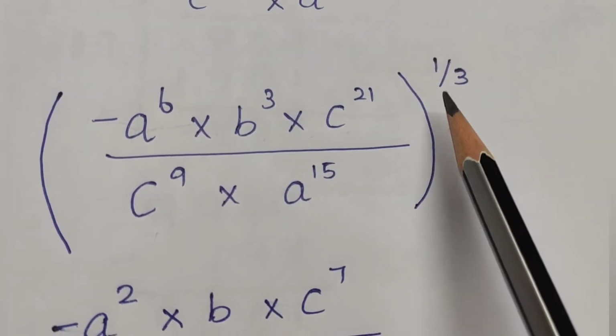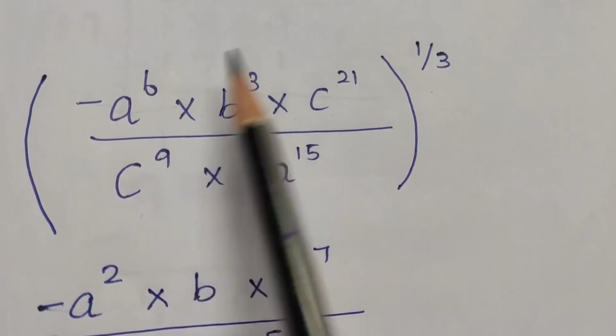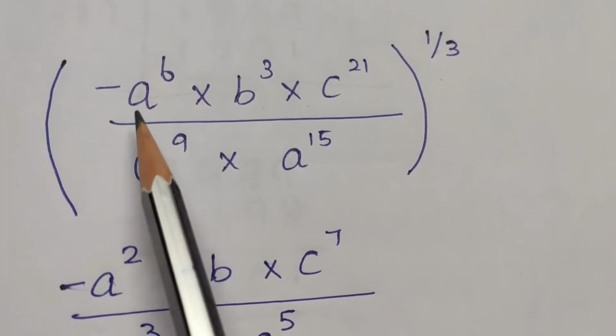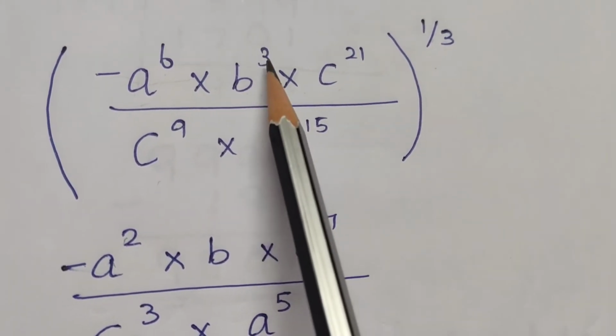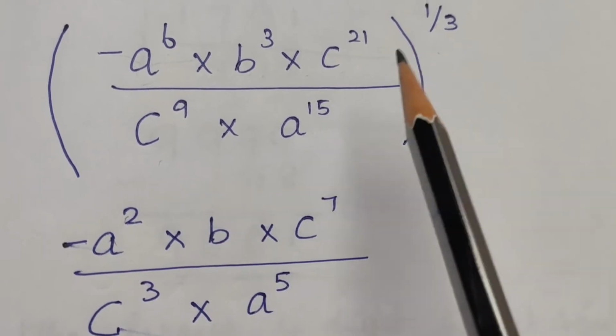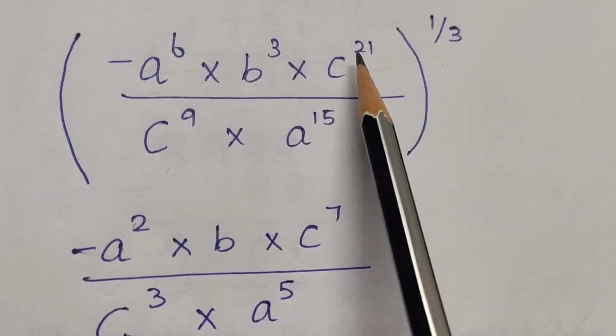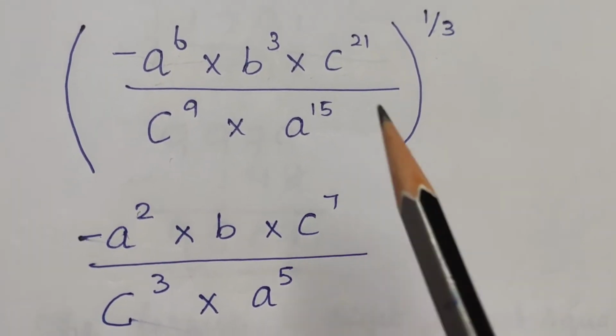When there is a whole power, you multiply each power by 1 by 3. You multiply 6 into 1 by 3, so minus a power 6 into 1 by 3, 2. Into b power 3 into 1 by 3 gets cancelled, power 1, so I write b. C power 21 into 1 by 3 goes in 21, 7 times.